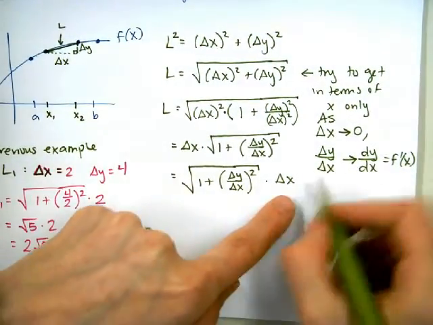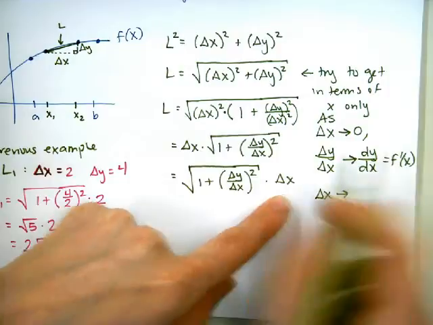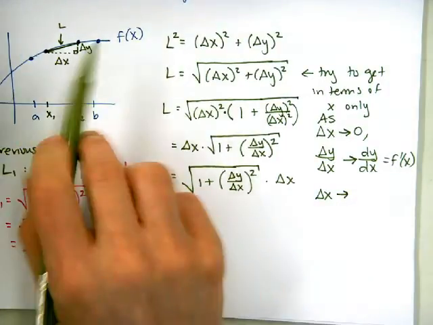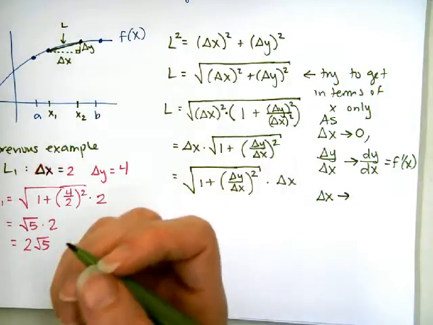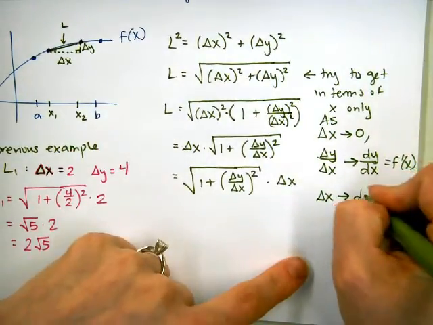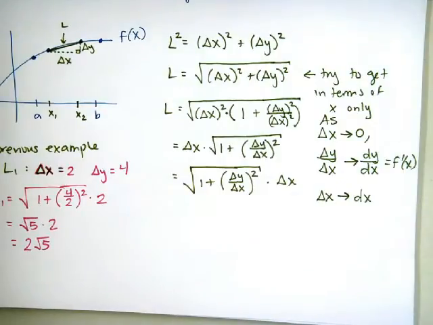And then this delta x, as this interval becomes shorter and shorter, that's going to become the dx part of our integration. So remember, as we make the lengths of the rectangles smaller and smaller, as delta x goes to 0, it becomes a dx instead of a delta x.